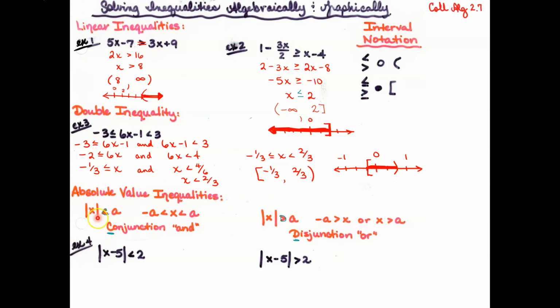If you have the absolute value on the left-hand side and you have a less than symbol, that's called a conjunction. That's an and statement because negative a is less than x and x is less than a at the same time. If your absolute value is on the left and you have a greater than symbol, then that's a disjunction. A disjunction is an or statement: x is less than negative a or x is greater than a, but not both.